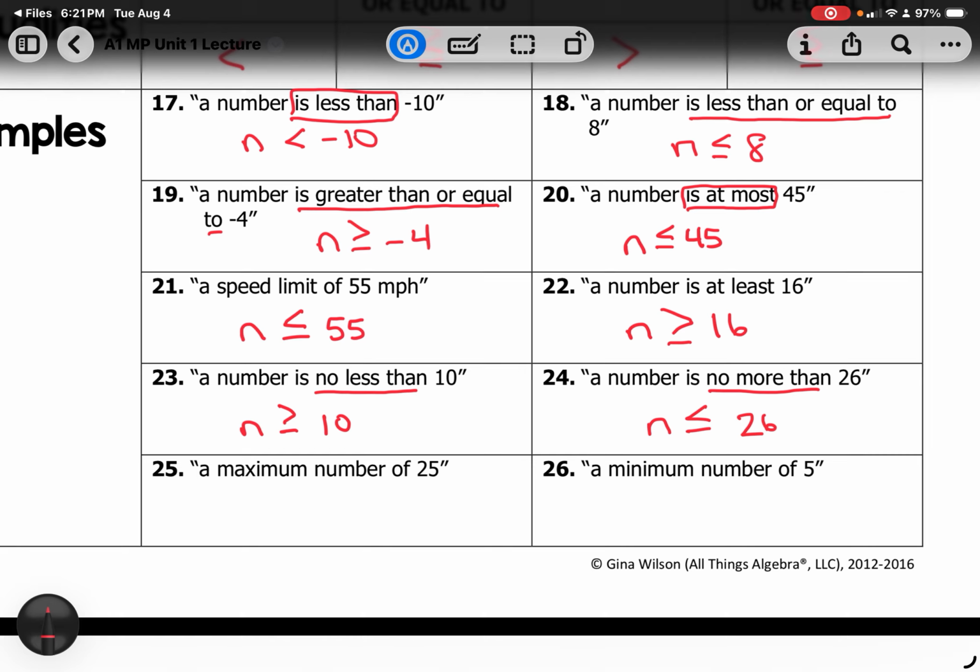And 2 more, a maximum number of 25. Okay, maximum number of 25. That means, let's see, if 25 is the max, then the number has to be less than that or equal to it. And a minimum number of 5, let's think of a context for that. I have to have a minimum number of 5 students in the class. So that means I could have 5, or I could have more than 5. So putting those into a real life context, I find is helpful to helping me know which way the inequality should go.